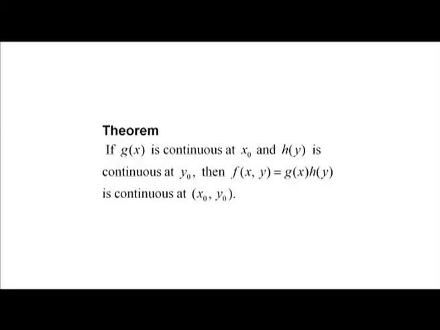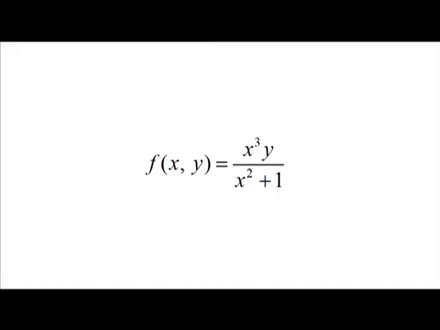The following result will be useful to find certain limits. Theorem: if g(x) is continuous at x0 and h(y) is continuous at y0, then f(x, y) = g(x)h(y) is continuous at (x0, y0). As an illustration, the functions x³/(x²+1) and y are continuous at every real number, and hence by the above theorem their product f(x, y) = x³y/(x²+1) is continuous at every point in the plane.